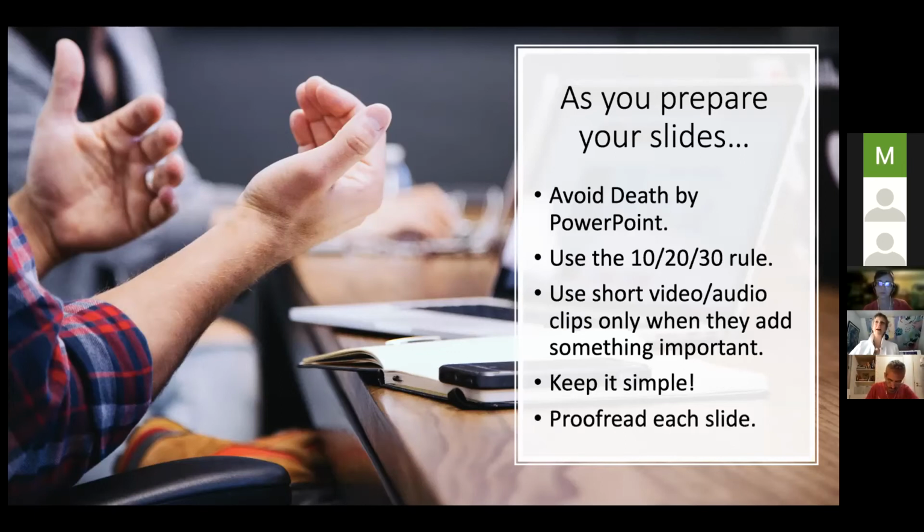Proofread each slide, okay? I've caught myself giving presentations and I haven't read again all of my slides, so pay attention. This is your one chance, your one shot, okay? So you want to make sure that your slides are really clear.